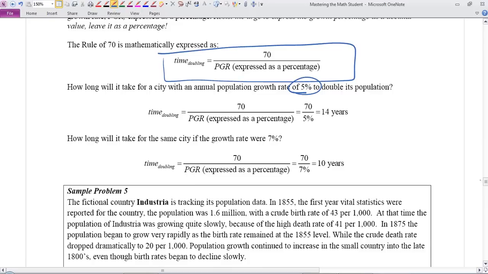This is an easier calculation. How long would it take for the same city to double if the growth rate were 7%? Well, you've got to expect it would take less years if you're making more babies, because that's what the growth rate's about. You've got more babies being born than people dying off. So 70 divided by 7% is 10 years.